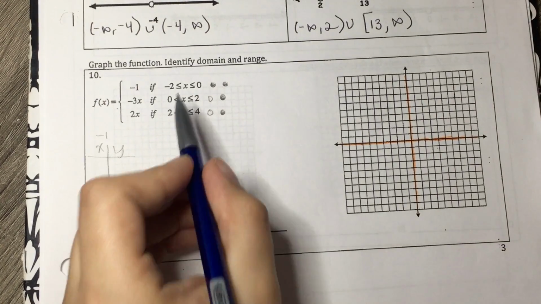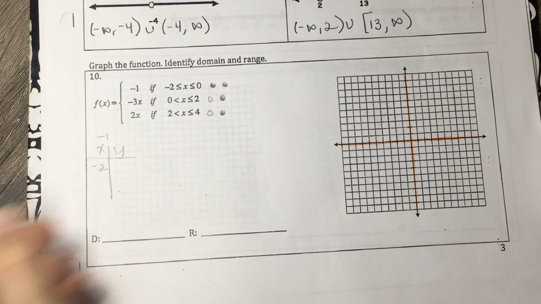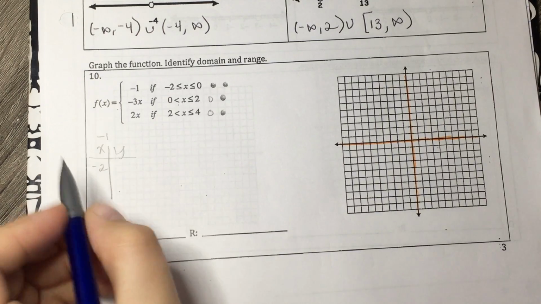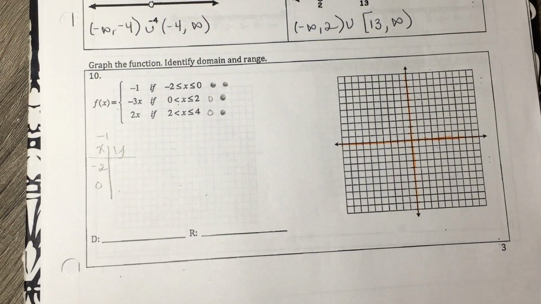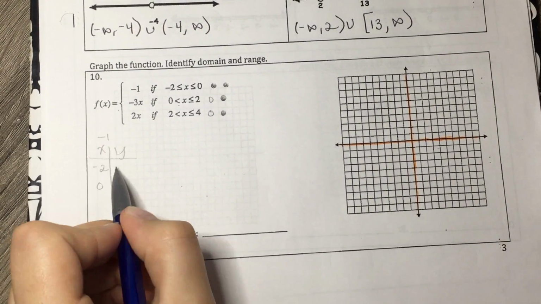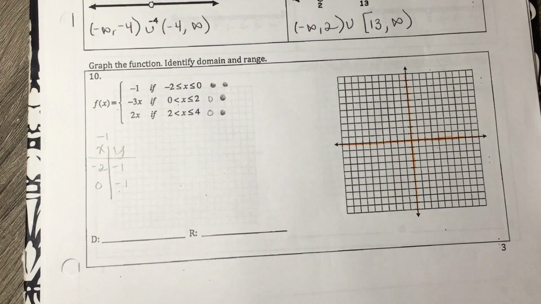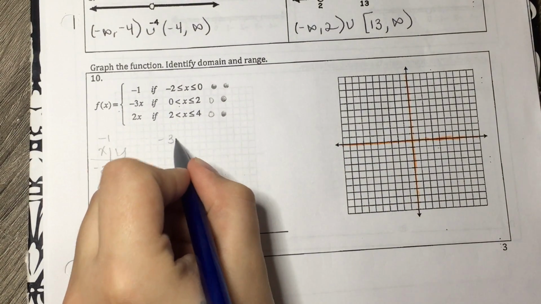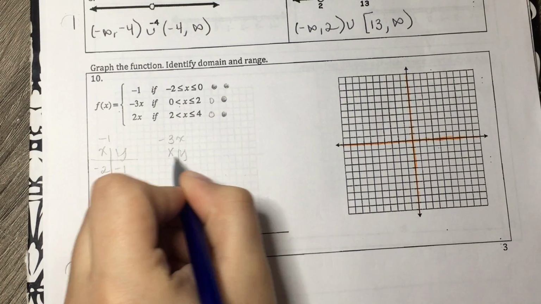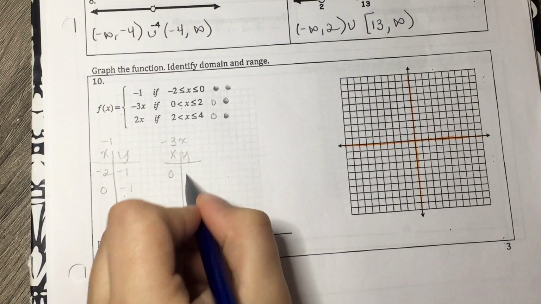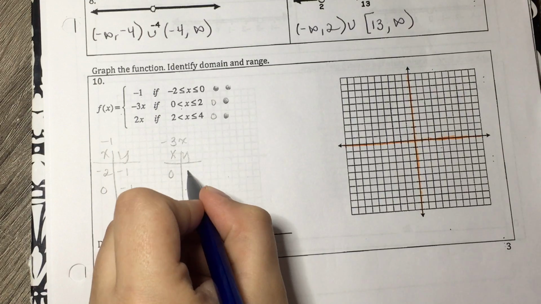All right, our first point here is going to be a -2, and then my other endpoint is going to be a 0. I don't have to do all the values in between because I know how the function reacts. It is just a straight horizontal line. Looking at that next piece there, -3x, I'm going to start with my first endpoint. That's going to be an open circle. I plug it in, and I'm also going to get out a 0 here.